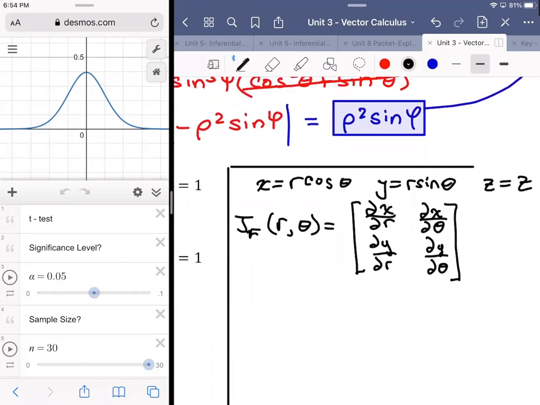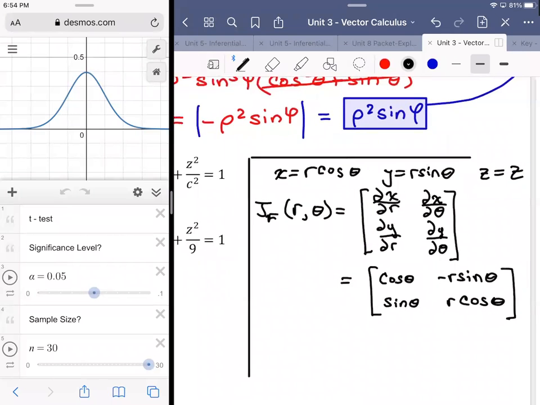So when I take the derivative, the partials with respect to R, same idea as the spherical case, it's just going to be cosine, sine, because the R's are just going to zap away. And for the derivative with respect to theta, we're going to have negative R sine theta, and then R cosine theta.